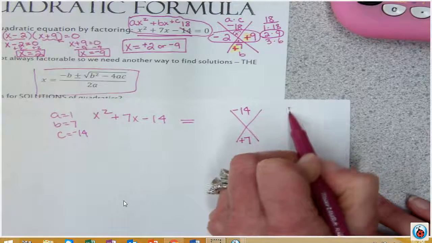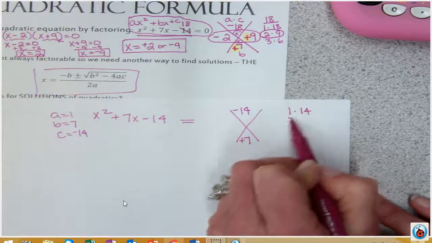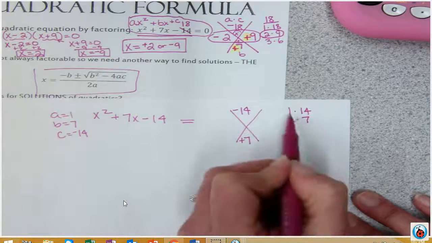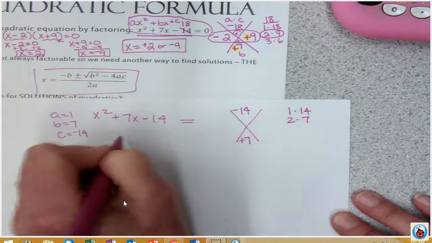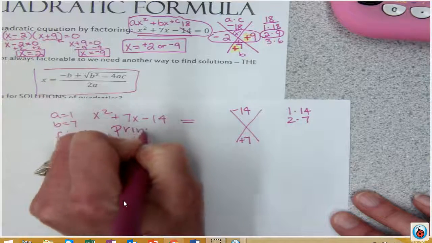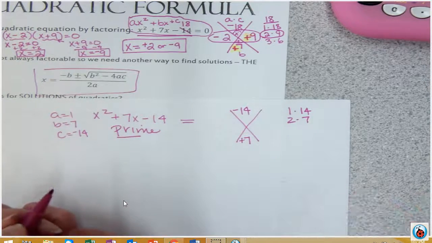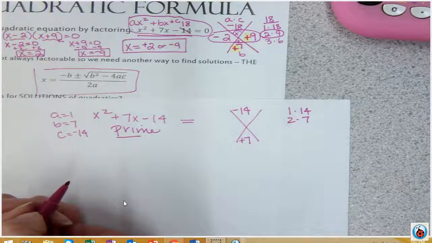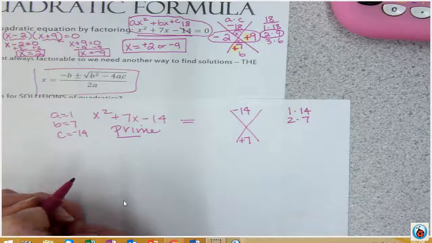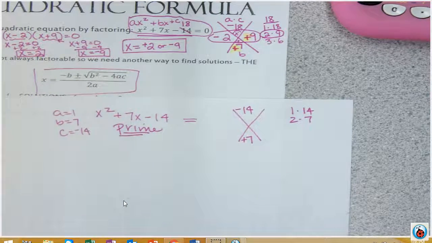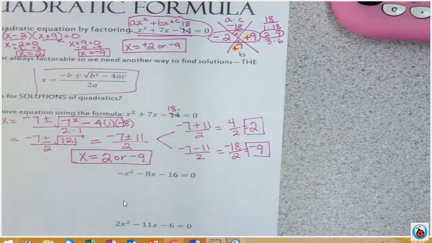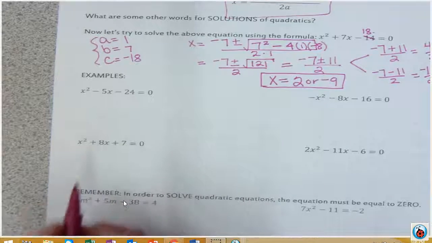Well, my factors of 14 are 1 and 14 and 2 and 7. Neither one of those are going to fit this bill. So we would basically call this prime. However, we would be able to work this out using the quadratic formula. We would get a number that is not a whole number. All right? So let's work a couple of these problems. I'm not going to work them all.